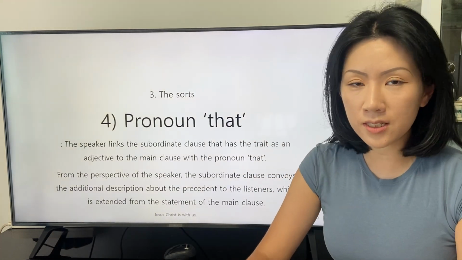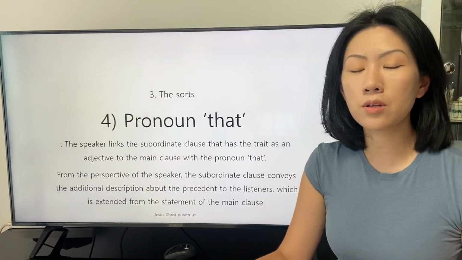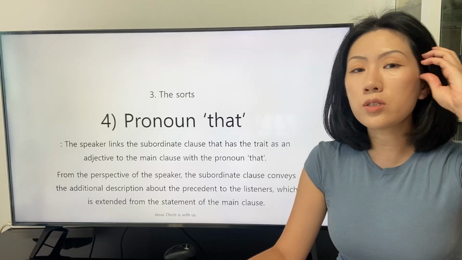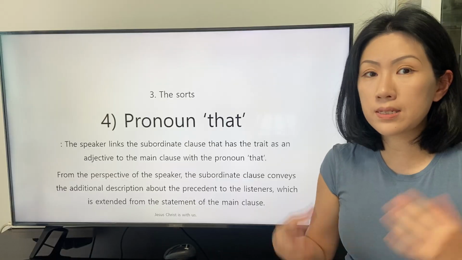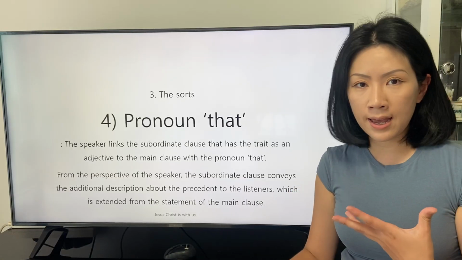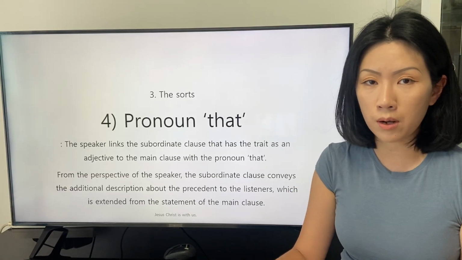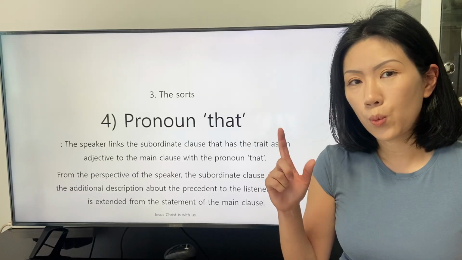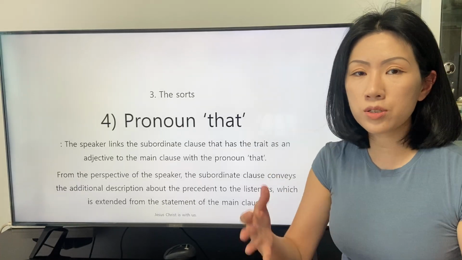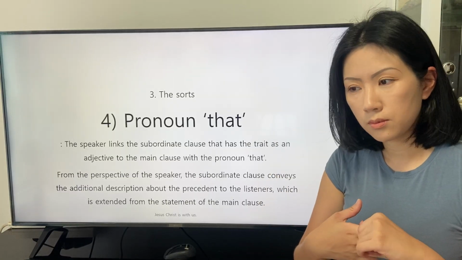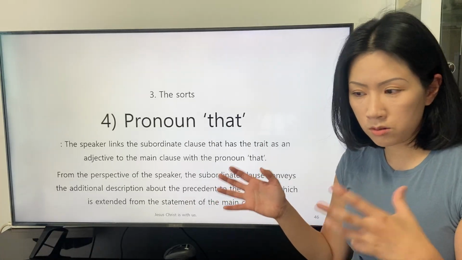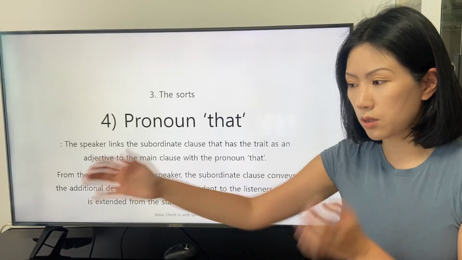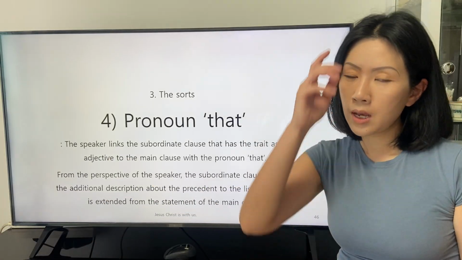Good afternoon. Today we will study the pronoun that, which is applied as a subordinating conjunction. We've studied the pronoun that as one of the indicating pronouns, but we are also able to apply the pronoun that as a subordinating conjunction to link the subordinate clause to the main clause.